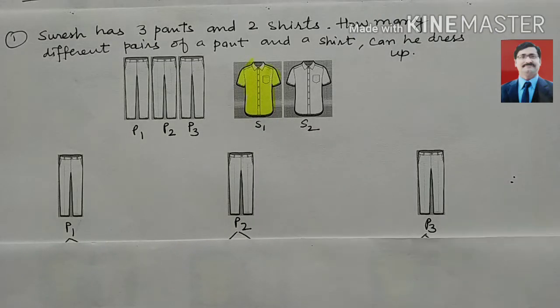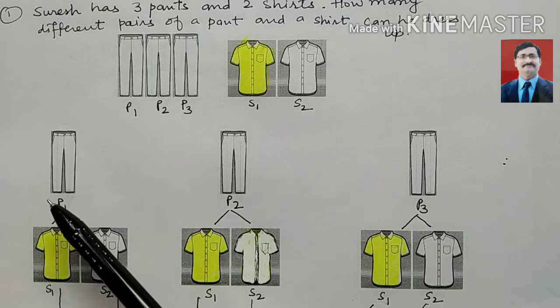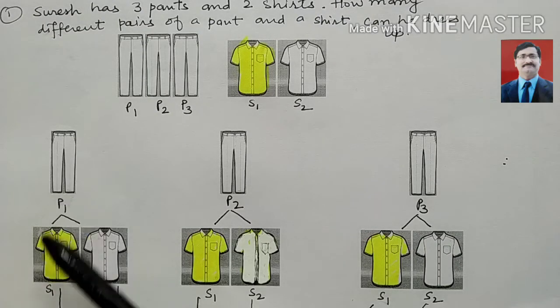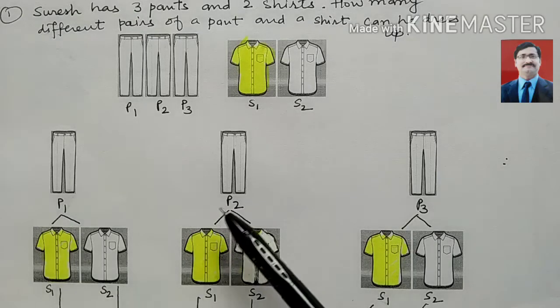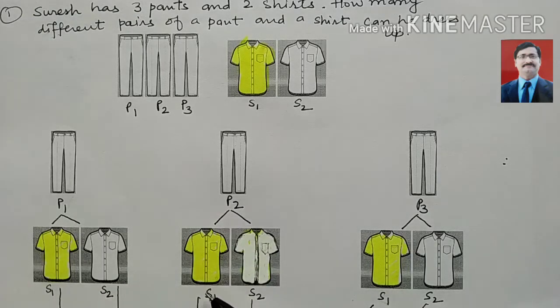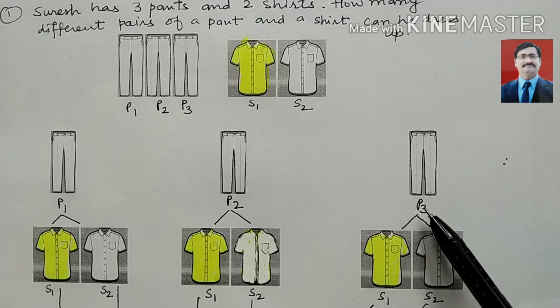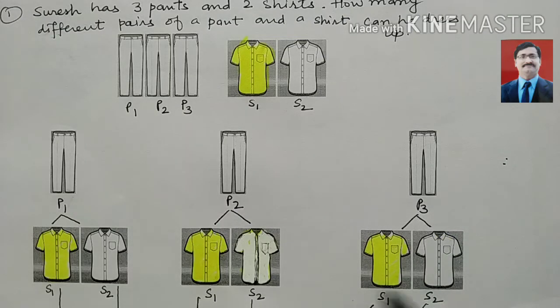So look here, with the first pant we can use shirt 1 or shirt 2, and with pant 2 we can use shirt 1 or shirt 2. With pant 3 we can use shirt 1 or shirt 2. So how many options can we have here, you can understand this.